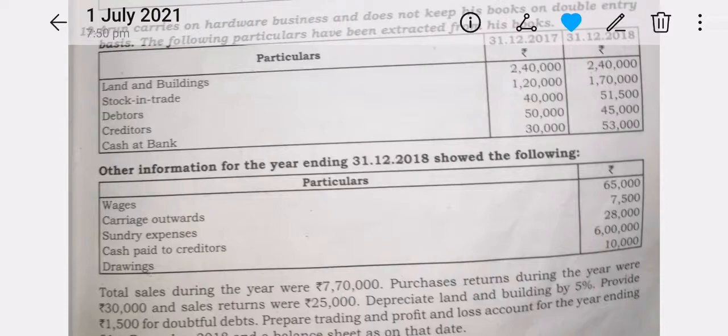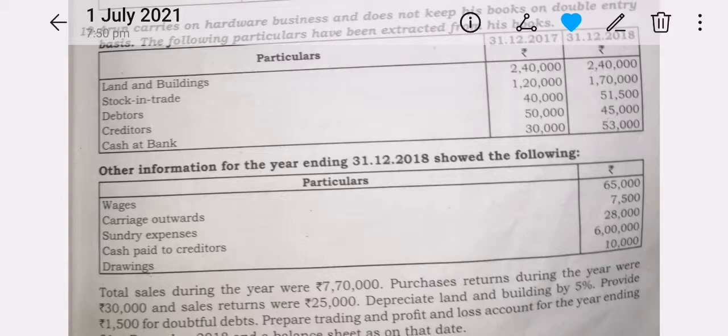Arun carries on hardware business and does not keep his books on double entry basis. The following particulars have been extracted from his books. Date 31st 12/17 previous year, 31st 12/18 current year. For that current year 18 only we are preparing accounts, final accounts. Okay, got. Then land and building 240 and 240, okay. Stock in trade 120 and 170. Debtors 40 and 51,500. Creditors 50 and 45. And cash at bank 30 and 53.